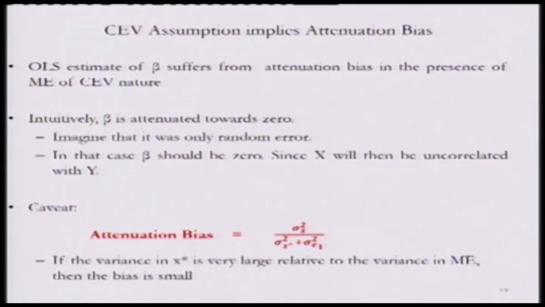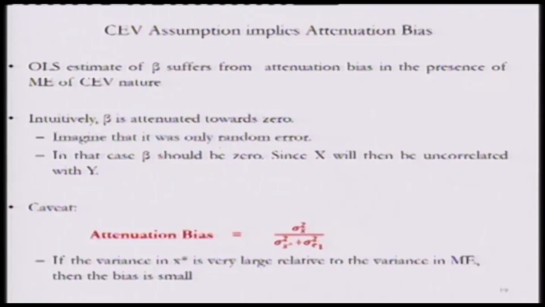So, just a few more points. The OLS estimate of beta suffers from attenuation bias in the presence of measurement error of the CEV nature, which is the classical errors in variables. What we have done so far is to derive this and to show that this is an attenuation bias. Let us now try to understand intuitively why it is an attenuation bias.